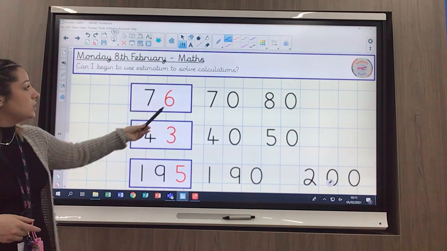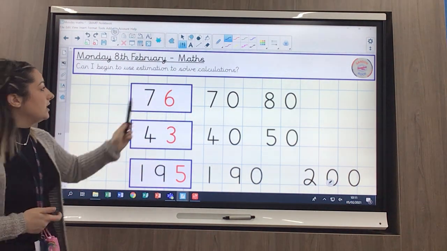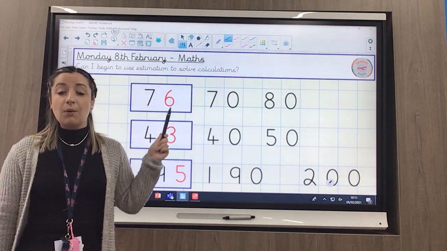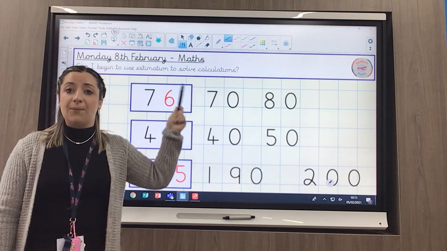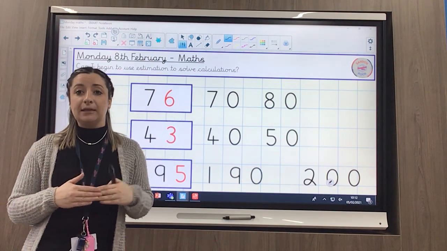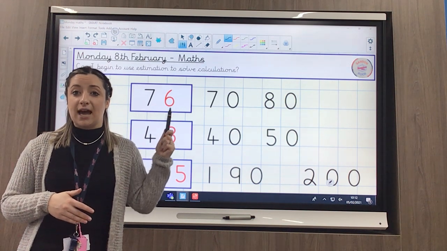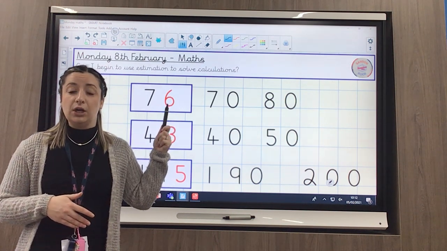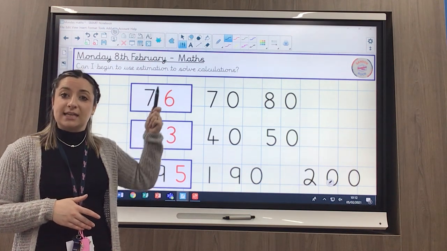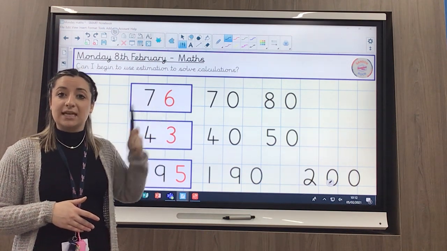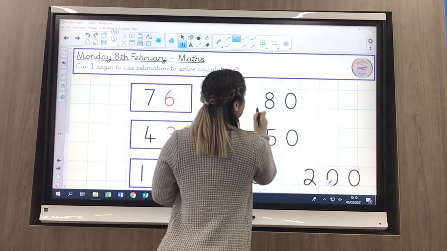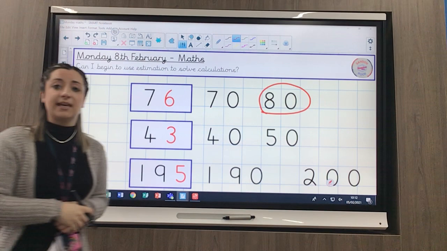So when I round 76, am I rounding it to 70 or am I rounding it to 80? So we look at our ones column first, don't we? And we identify whether it's 0 to 4 or whether it's 5 to 9. Now I can see that it's 5 to 9 because I've got a 6 in my ones column. So I'm rounding it up to the nearest 10. So it's the nearest 10 that comes after 70, which will be 80. So I can circle the correct answer, which is 80.